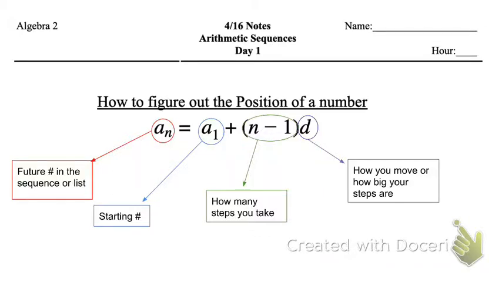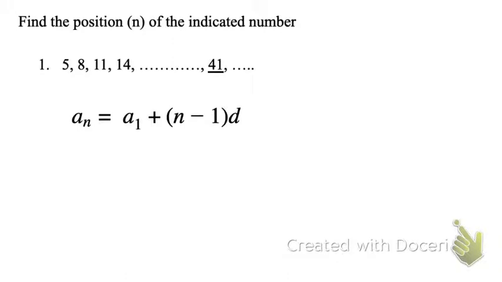So let's take a look at what I want you to do today. Here's what we've got. We've got this list of numbers, this sequence, and we can take a quick look and figure out what we are doing each time, each step we take. We're adding 3. Eventually we take a bunch of steps, and we see a 41 in our list. That's what this means. There's a 41 way out here in this list.